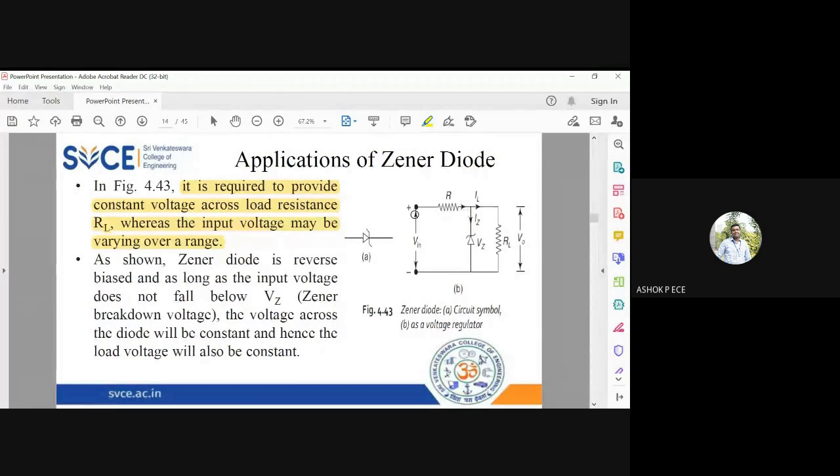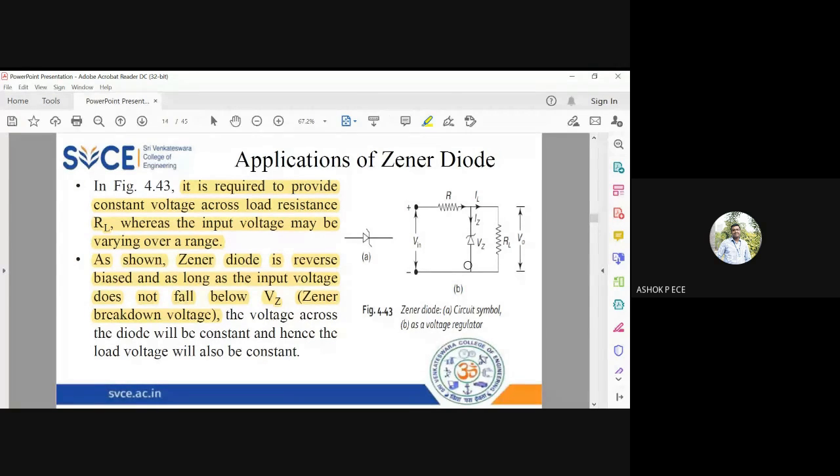However much the input is going to vary, the output voltage from a Zener diode is going to be constant. So the Zener diode is reverse biased, and this holds as long as the input voltage does not fall below VZ. You have to ensure that the applied voltage should not go less than the breakdown voltage. So Vin should not be less than VZ. Once Vin is less than VZ, the breakdown will not happen, and the Zener diode will have a varying voltage. You have to ensure that the Zener diode is operated only in the region above the breakdown voltage.